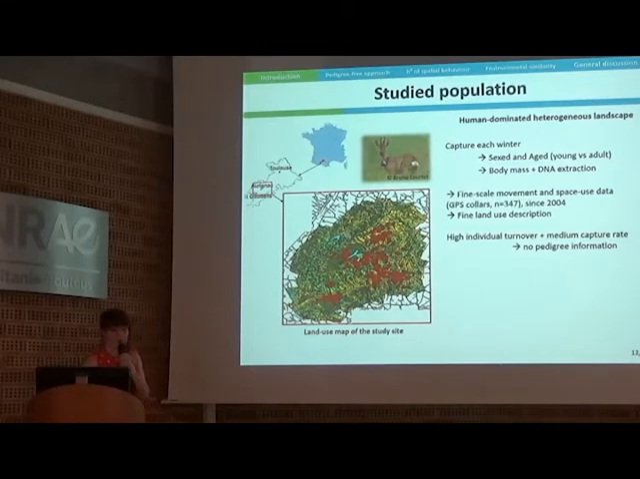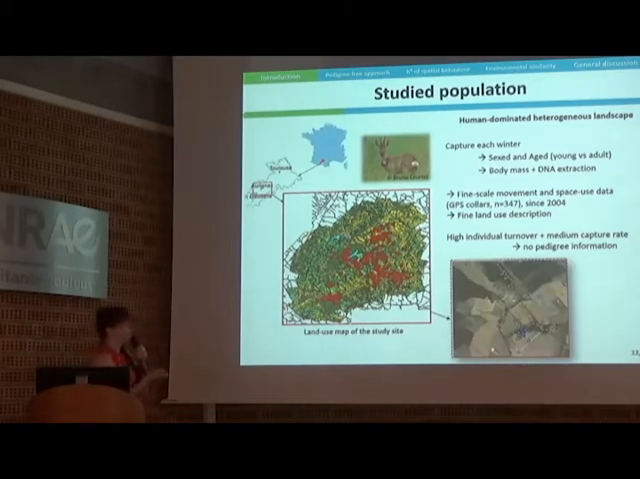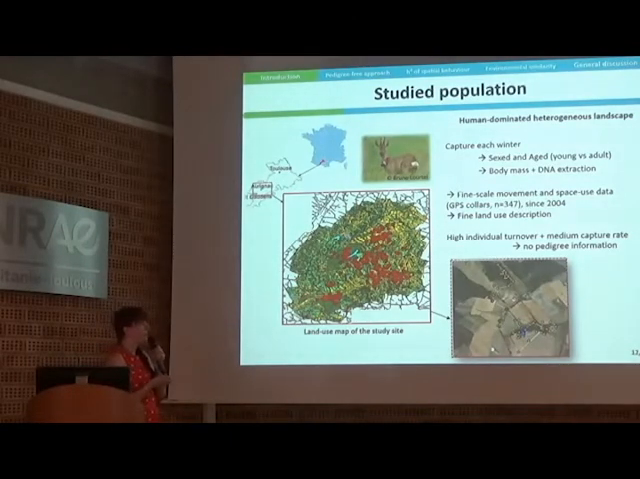But more importantly, we fit them with a GPS collar before they get released, and it allows us to understand the center of their home range. For example, here, each red point is the center of one individual's home range. Furthermore, thanks to the GPS collar, we can also understand how individuals move across the environmental heterogeneity. And here you can see the trajectories of one individual during one day.